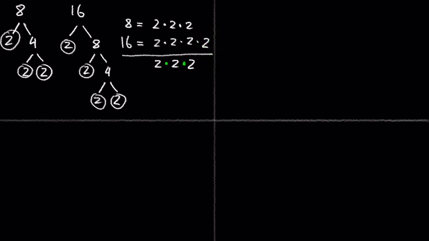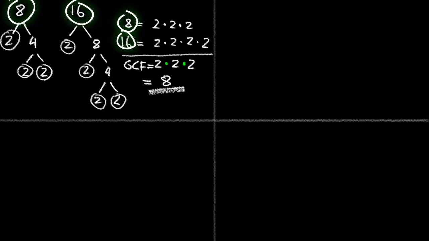The product of these factors, which is 2 times 2 times 2, which is 8, is then the GCF of 8 and 16. How cool is that?